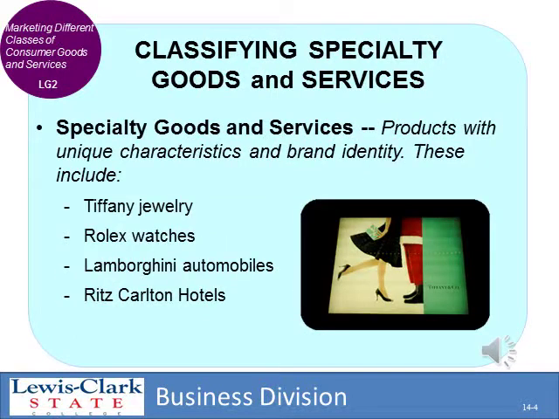Moving further up the hierarchy of goods and services, we have specialty goods and services, and these are often associated with the term luxury. And these are things that you buy because they have a particular brand name, and a lot of times they'll give you prestige for owning or shopping for these particular products.